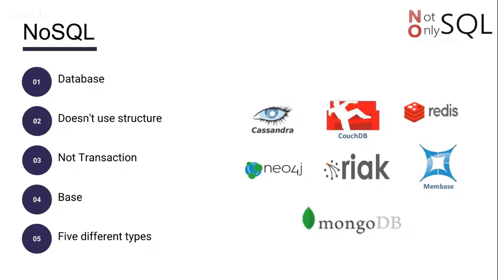NoSQL is a different kind of persistence technology. Yes, that's a database. So you can put information there. We can retrieve information from there, update and delete information. But they don't use structure. They usually don't have transactions. And we have here five different types of NoSQL database.